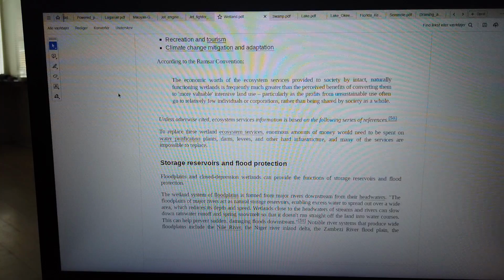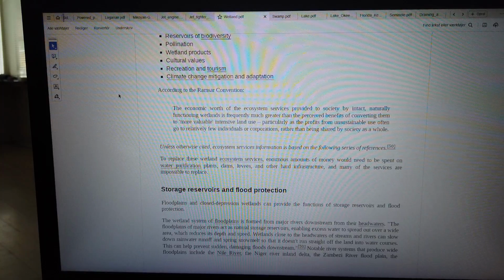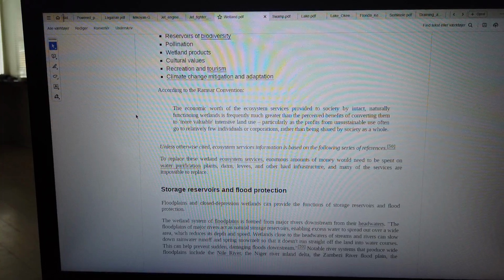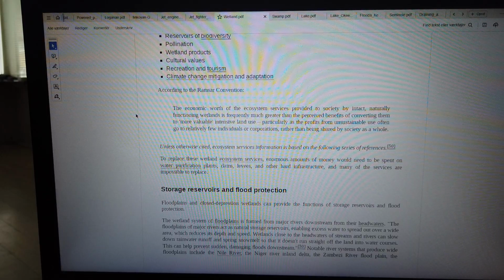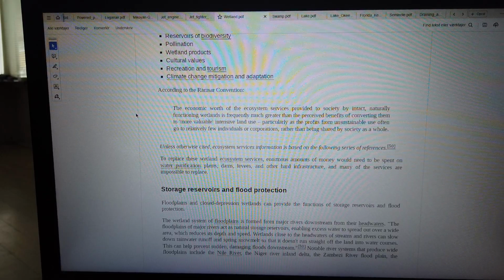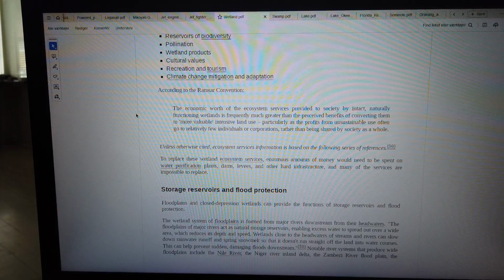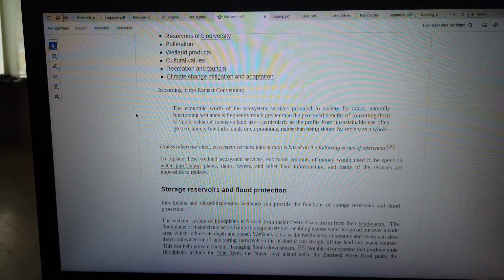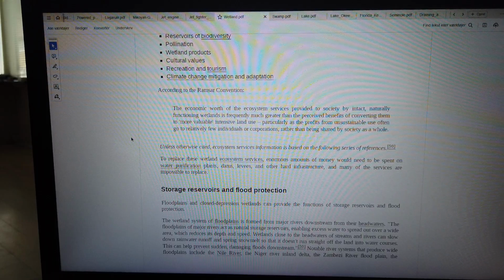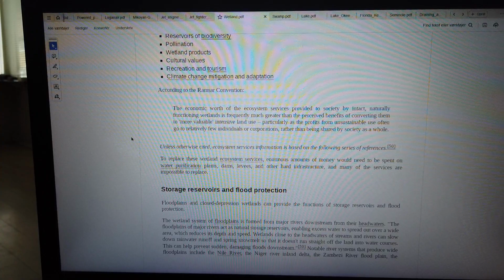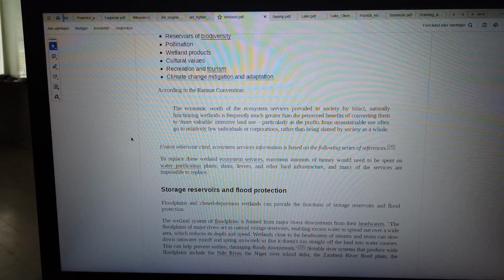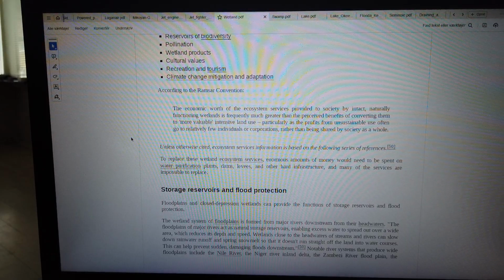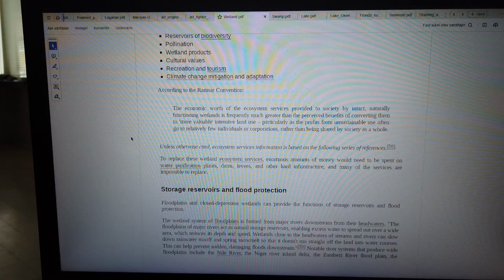According to the Ramsar Convention, the economic worth of the ecosystem services provided to society by intact, naturally functioning wetlands is frequently much greater than the perceived benefits of converting them to more valuable intensive land use, particularly as the profits from unsustainable use often go to relatively few individuals or corporations, rather than being shared by society as a whole. Unless otherwise cited, ecosystem services information is based on the following series of references.